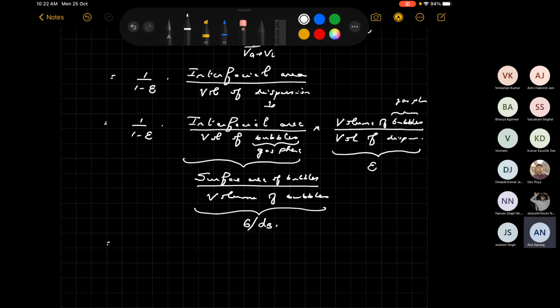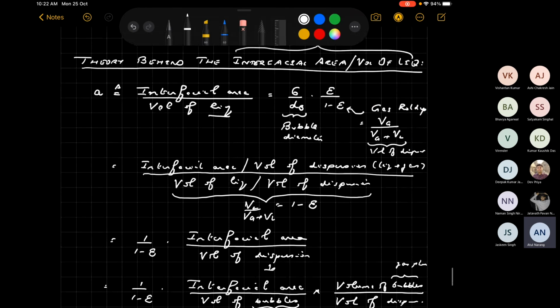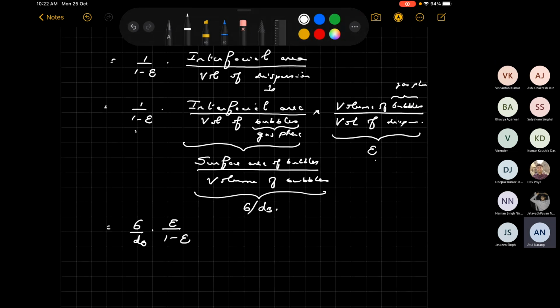So there you go. You end up with 6. So here you have 1 minus epsilon, here you have epsilon, here you have 6 over dB. So you end up with 6 over dB multiplied by epsilon over 1 minus epsilon. So that's exactly what we set out to show. So this is A equals 6 over dB multiplied by epsilon over 1 minus epsilon.